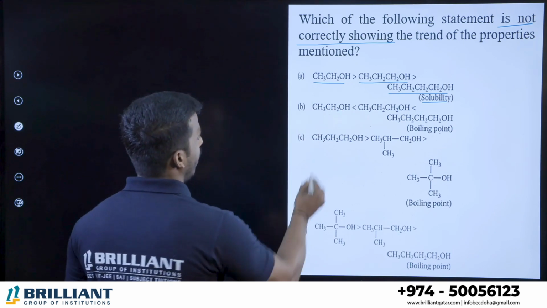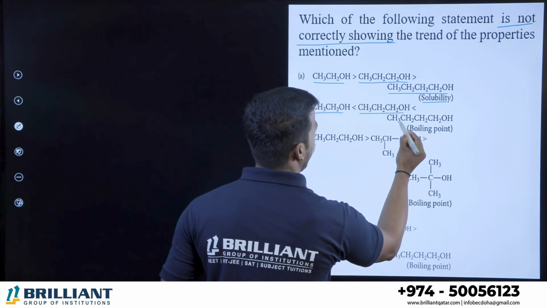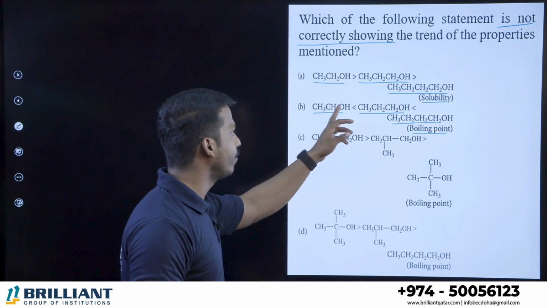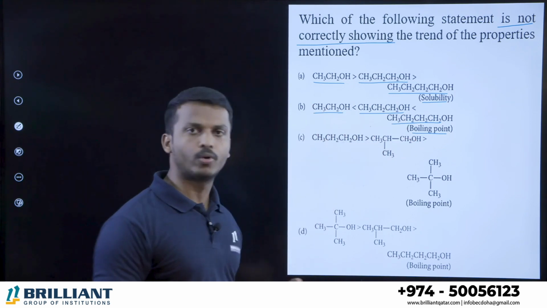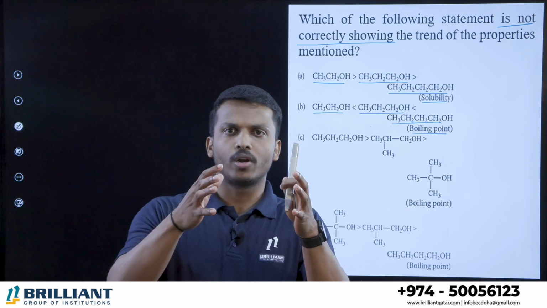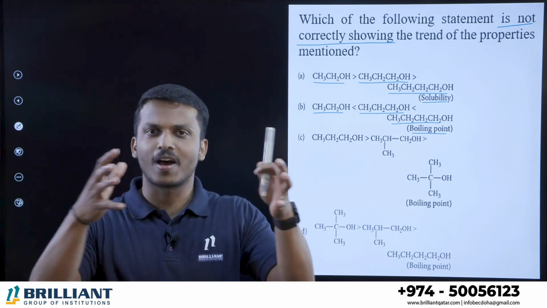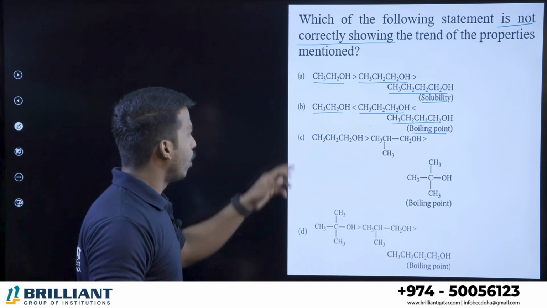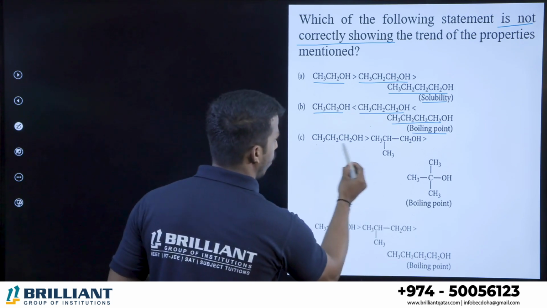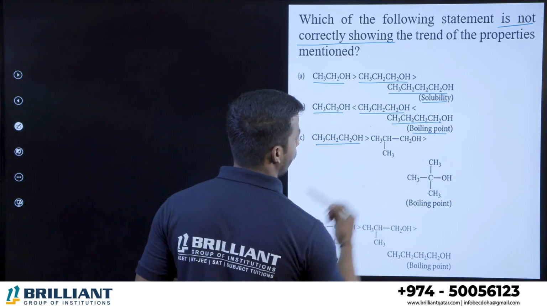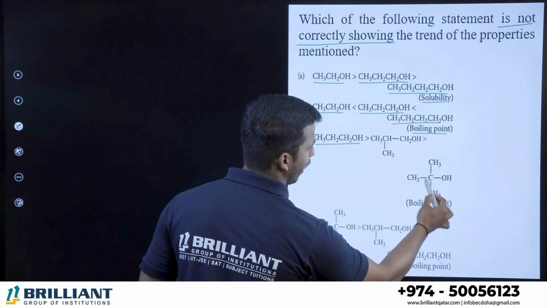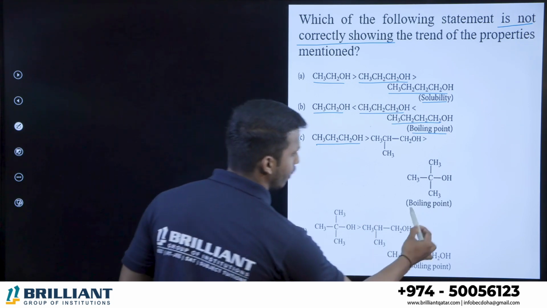Option B: ethanol, propanol, butanol, boiling point. They are saying ethanol has a much lower boiling point than butanol. Of course, right? Butanol has greater surface area, more carbon atoms, more mass, so a higher boiling point. Correct order. Option C: propanol, 2-methyl propanol, and here 2-methyl propan-2-ol. What is the property given? Boiling point.